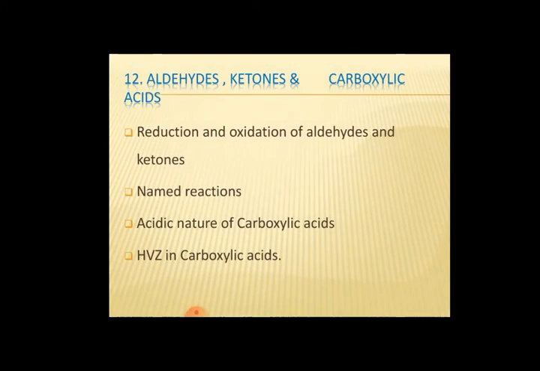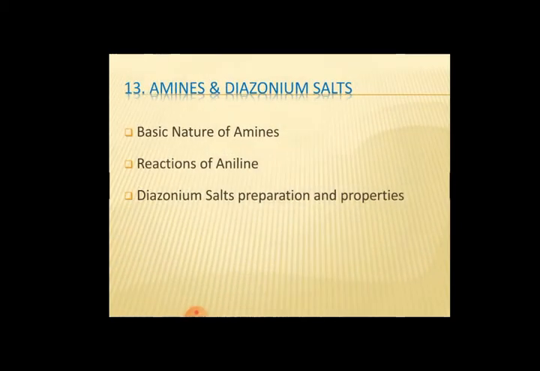Then the next chapter is aldehydes, ketones and carboxylic acids. In this chapter, the reduction and oxidation of aldehydes and ketones, then the acidic nature of carboxylic acids is important, then the HVZ reaction in carboxylic acids is important, and once again in this chapter the named reactions are very important. The next part is amines and diazonium salts. In this, the basic nature of amines is important, reactions of aniline, then diazonium salt preparation and properties are important.